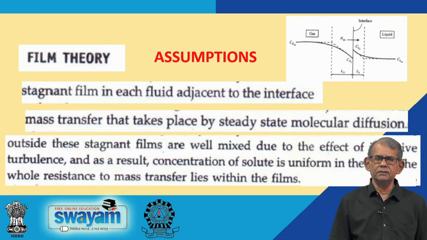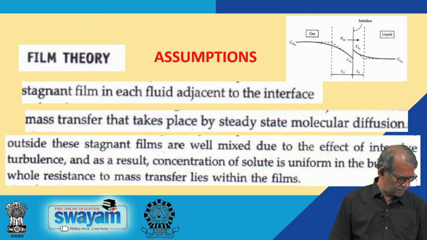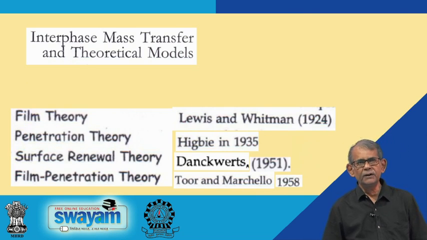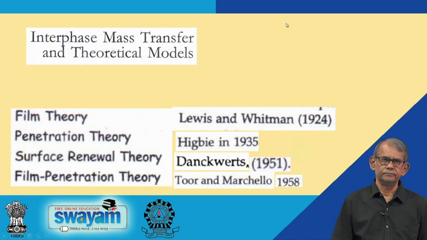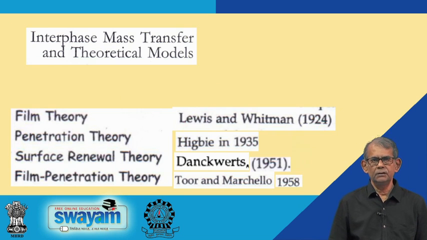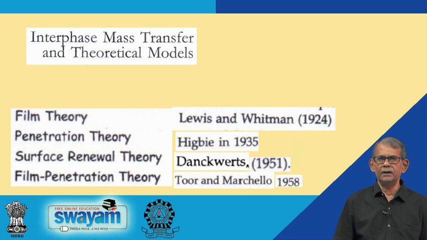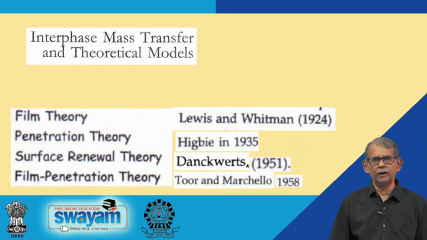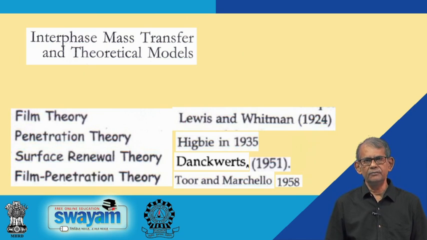Now, over the years, almost 90 years of research on this, important theories or models have come out. There is the film theory in 1924 by Lewis and Whitman, penetration theory by Higbie in 1935, surface renewal theory by P. V. Danckwerts in 1951, and the film penetration model by Toor and Marchello in 1958. These four are the celebrated theories or models put forward by scientists so far.